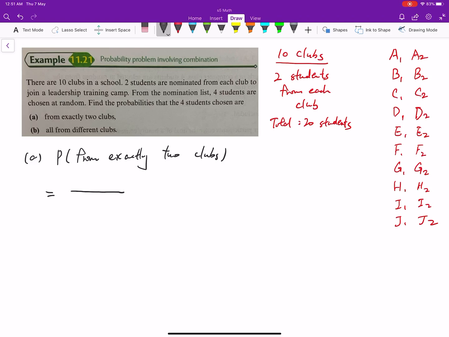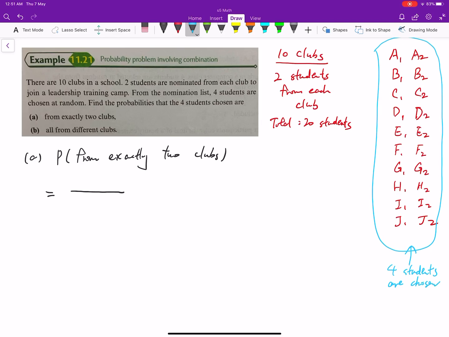So now, first we choose 4 from these 20 students, right? 4 students are chosen. So in the denominator, you get 20C4. And for the numerator, what is the number of combinations you will get if those 4 students are selected from 2 clubs?